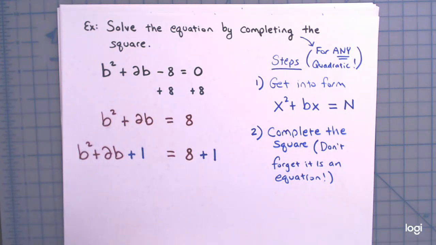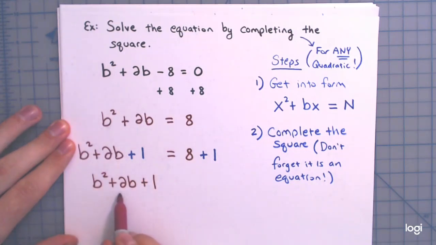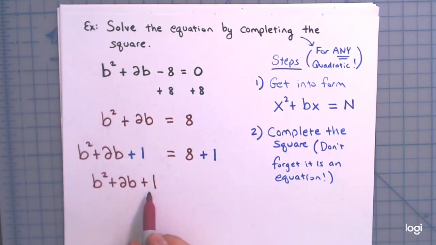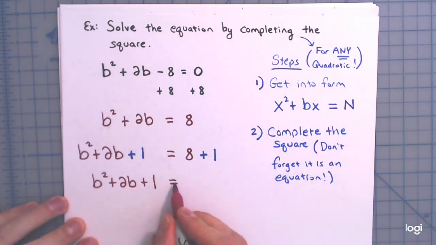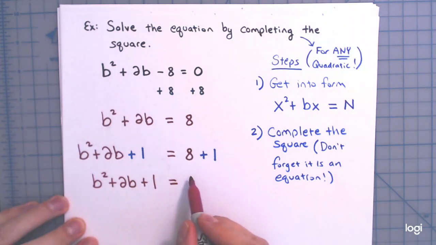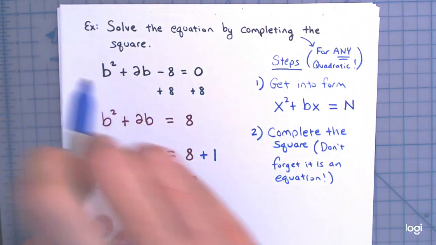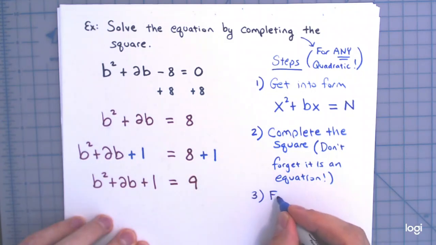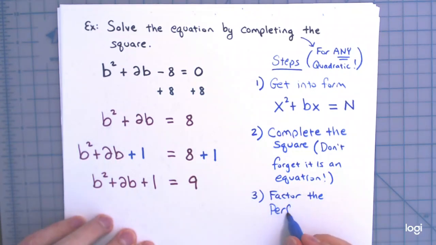So now I have this. I have b squared plus 2b plus 1, which, since I performed the steps for completing the square, should be a perfect square trinomial, right? Three terms that I can factor as a square. And we're going to do that in a second. And on the other side, 8 plus 1 is 9. All right, so I've completed the square, and then step 3: actually factor the perfect square trinomial that you get after completing the square.